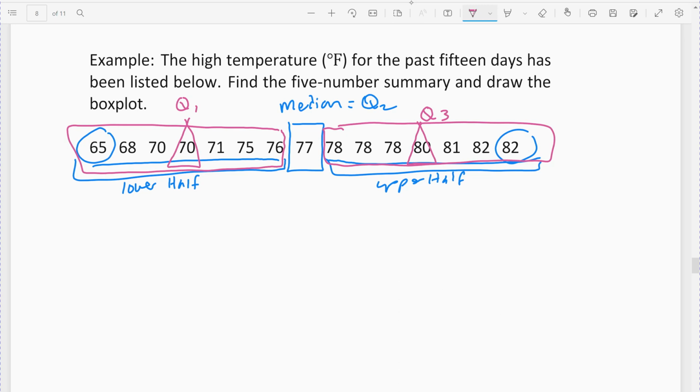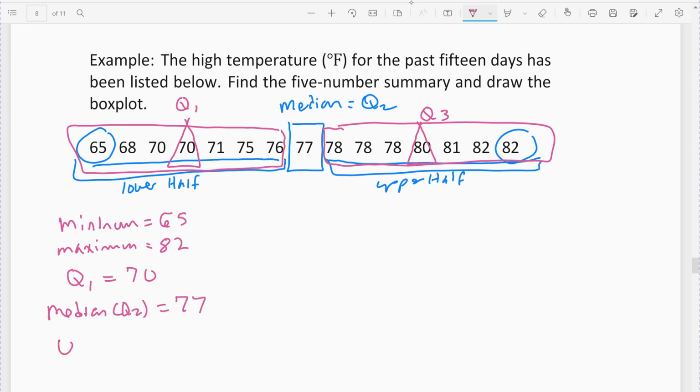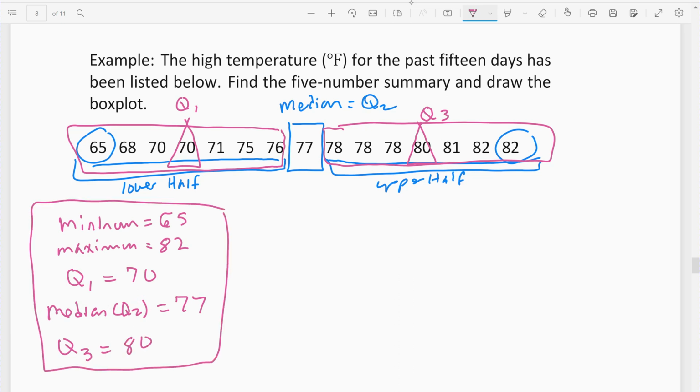So the 5-number summary would be the minimum, which is 65, maximum, which is 82, quartile 1, which is 70, quartile 3, which is 80. I guess I should put them in order. Let's do mean first. Median, not mean. Median, which again is quartile 2, would be 77. Quartile 3 is 80. And there is the 5-number summary.